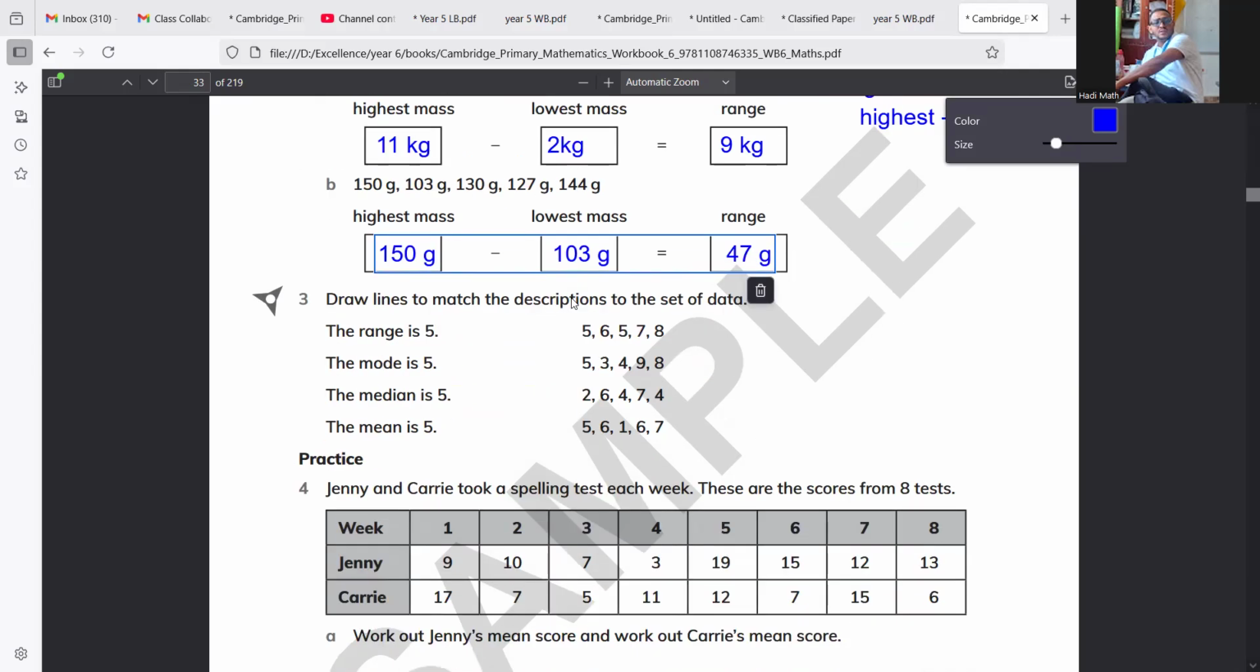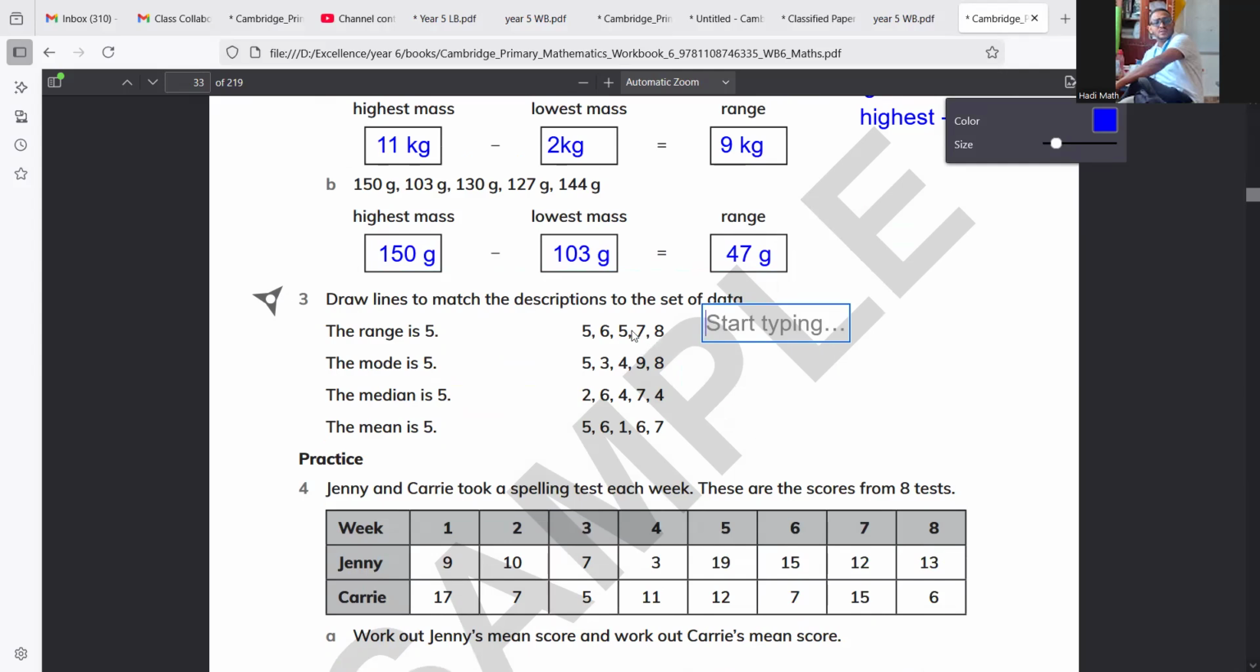Question 3. They ask you to draw lines to match the description to the set of data. They say the range is 5. Go and find the range for each one of them. For this one, the highest minus the lowest, 8 minus 5, is equal to 3.